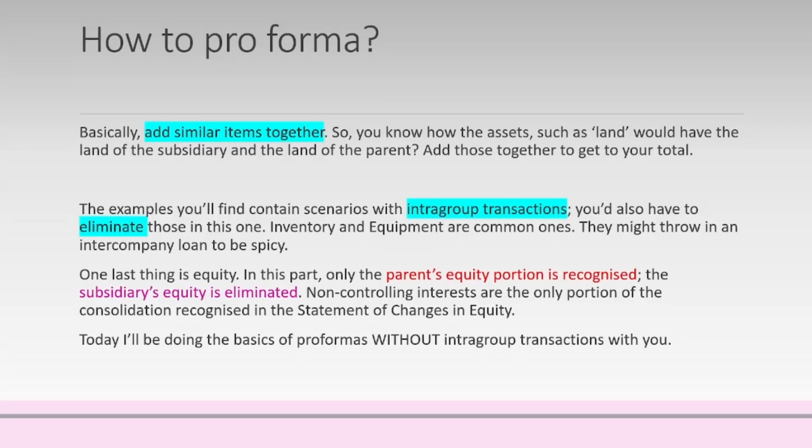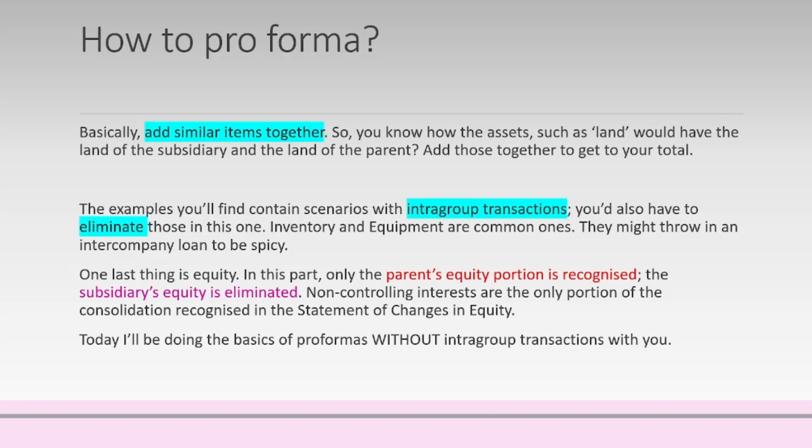So how do we actually pro forma? Firstly, you add the similar items together. You know that certain assets such as land, such as property and equipment, assuming there is no intra-group transaction, which will be covered in the next video, you would have to take the land of the parent, the land of the subsidiary, add those together, and you will effectively get to your totals.